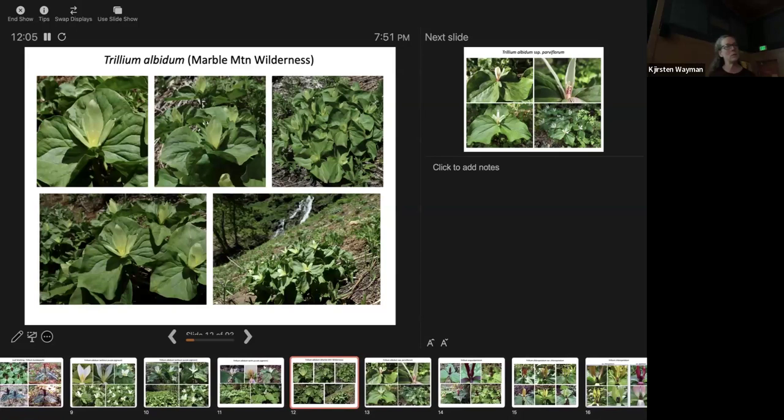Now, Trillium albidum in the Marble Mountain Wilderness has some unique characteristics. And one thing you might notice is that even though we say this species has white petals, you'll notice just a tinge of yellow in these.